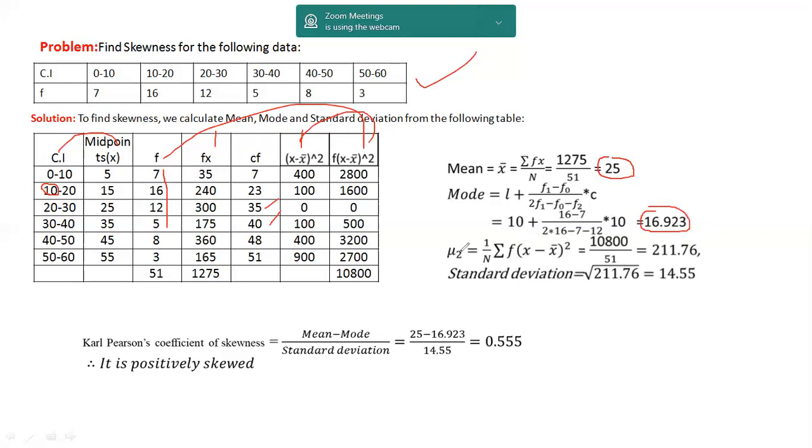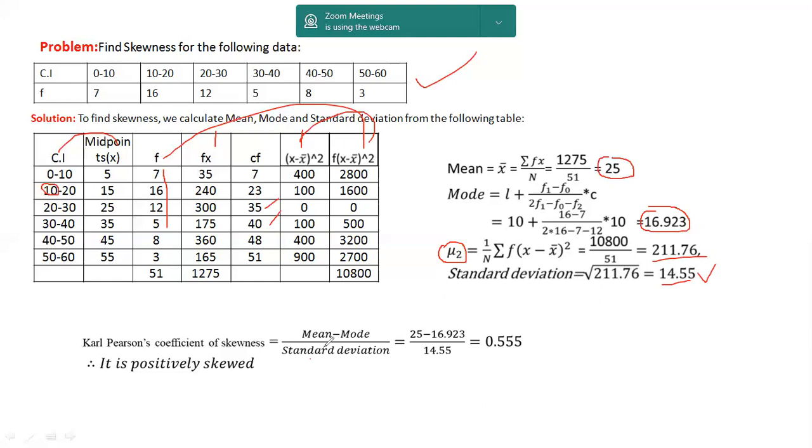Once we have that, we calculate mu2. Mu2 is the second moment, which we call variance, where variance is summation of f into x minus x bar whole square by capital N. The respective value is 10,800 by the total frequency 51, that is 211.76. We required the standard deviation here, so variance is 211.76. Taking the square root of that, we get the standard deviation as 14.55.